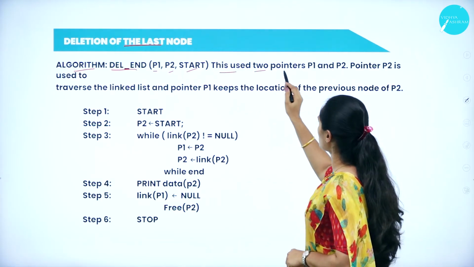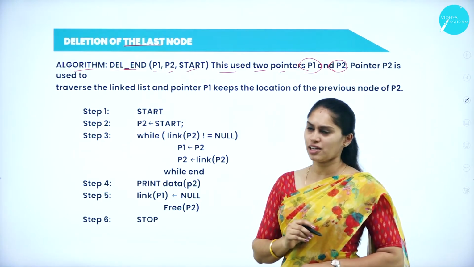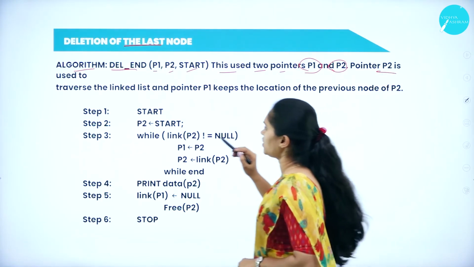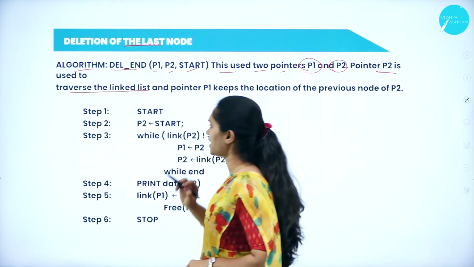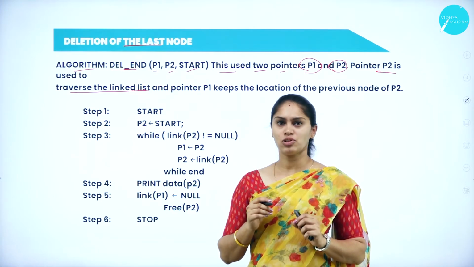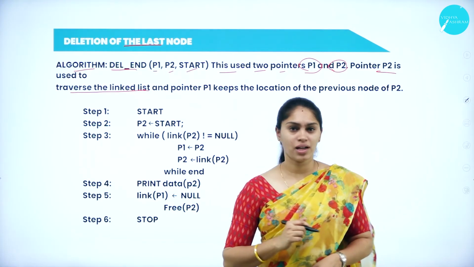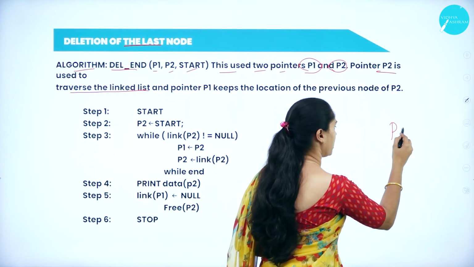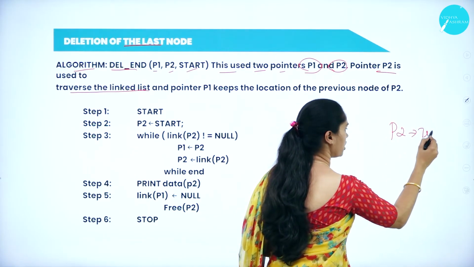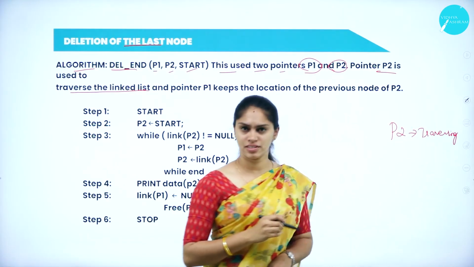So we use 2 pointers called P1 and P2. Why do we require P1 and P2? P2 is used to traverse the linked list. When I want to get to know the last node of a linked list, I have to traverse from the first node to the last node. For that purpose, we require P2. So this P2 is going to be used in order to do the traversing, that is, for the purpose of traversing.